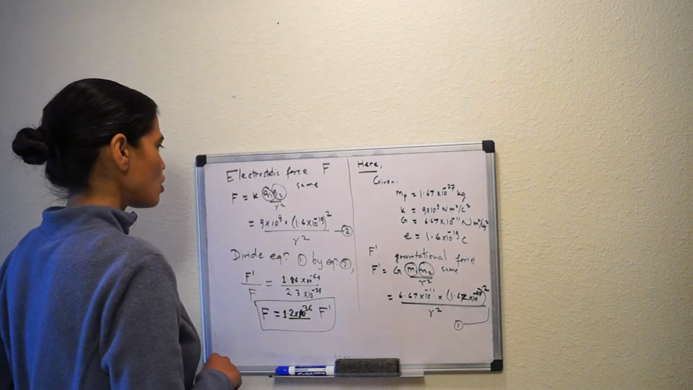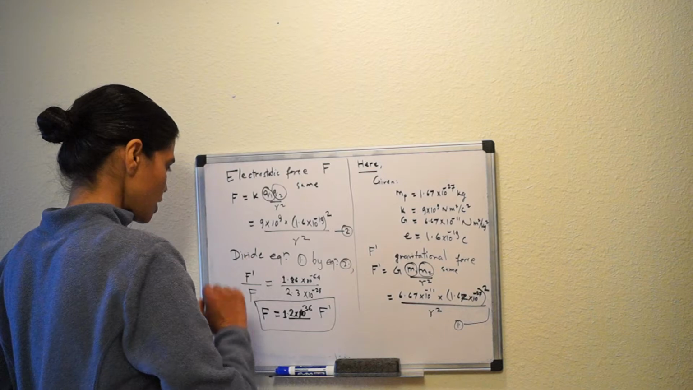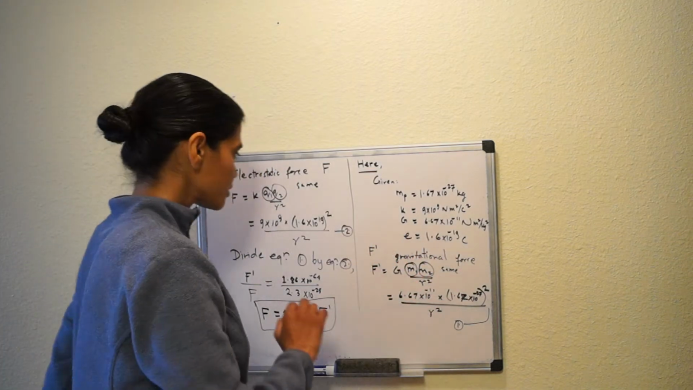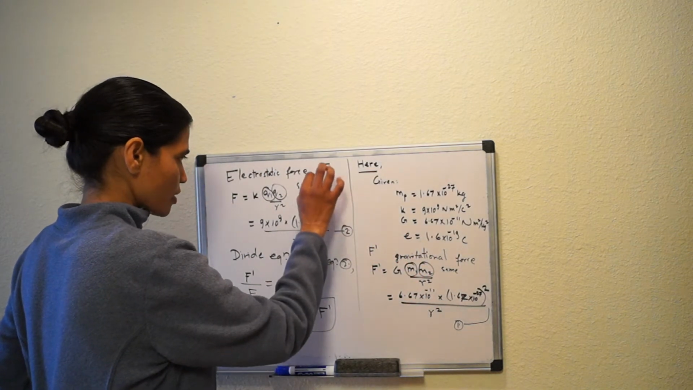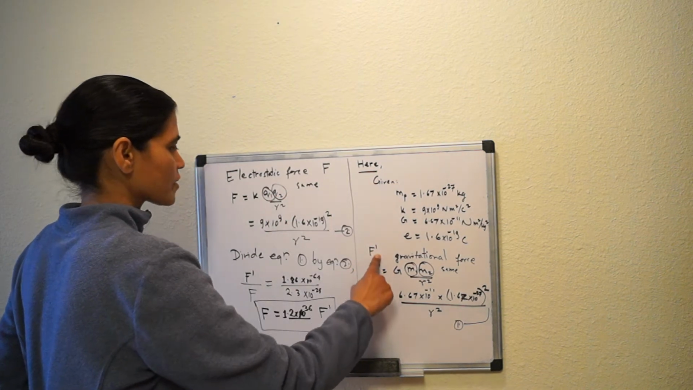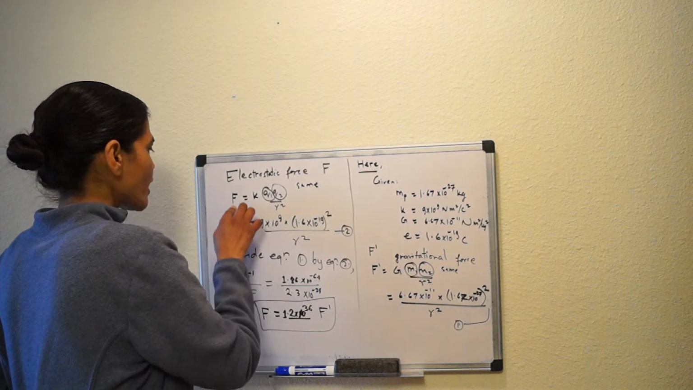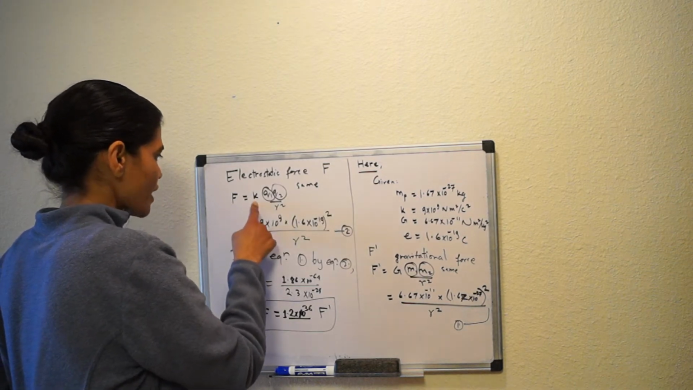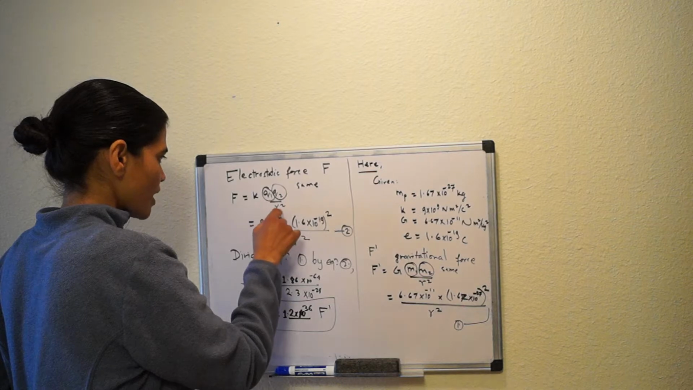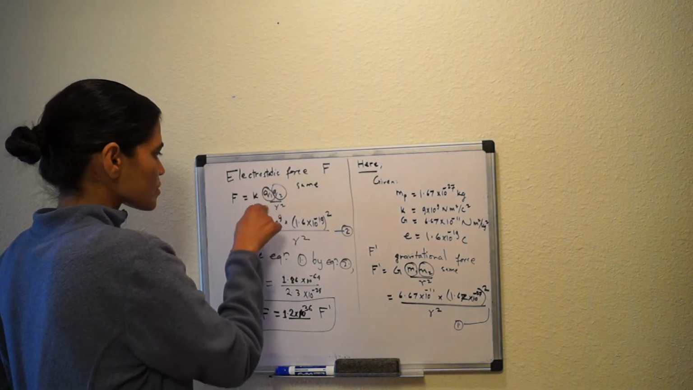Now let's call the electrostatic force F, for now, just to make a distinction between the gravitational force and this electrostatic force. So F equals k Q1 Q2 divided by r squared. Now this is from Coulomb's law.